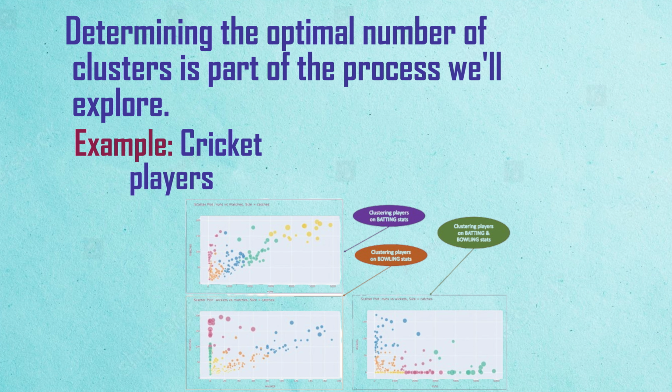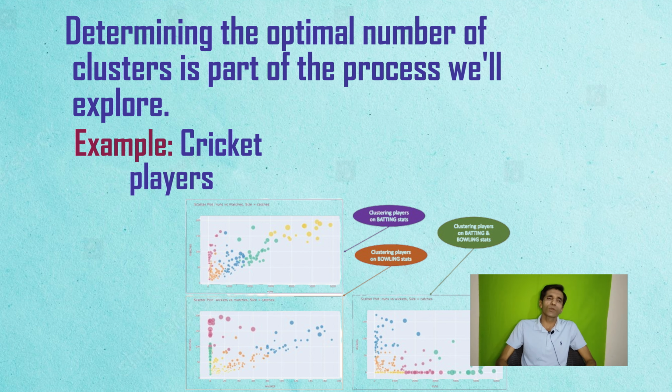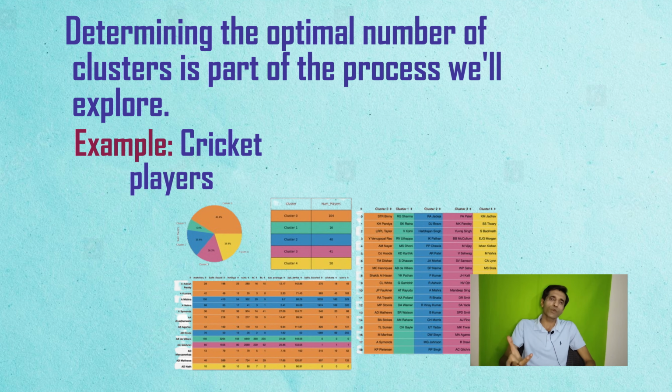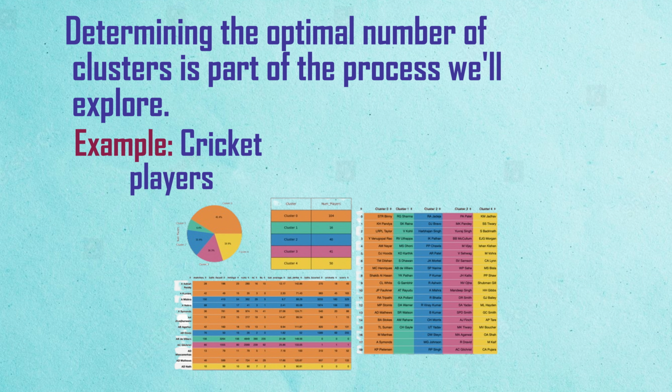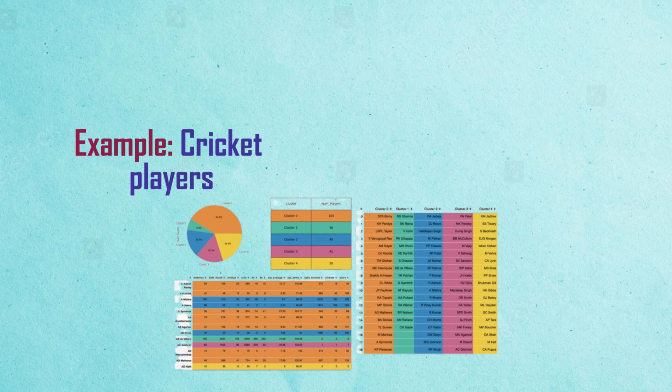Example: cricket players. Let's take a practical example using cricket. Suppose we have data on cricket players that includes the number of runs scored and the number of wickets taken by each player. We want to cluster these players into 2 groups, batsmen and bowlers. Batsmen generally score more runs while bowlers take more wickets. There will be some overlap, such as bowlers who score runs and batsmen who take wickets. But our goal is to cluster them based on their primary roles.